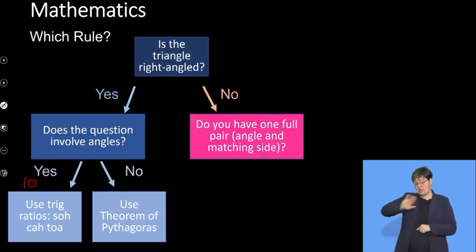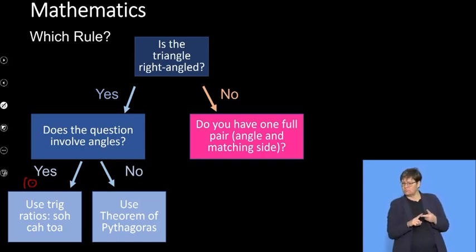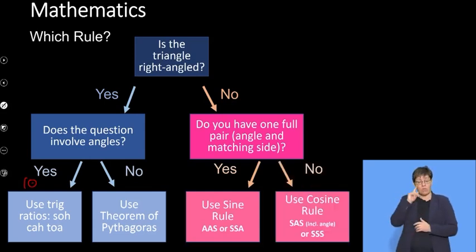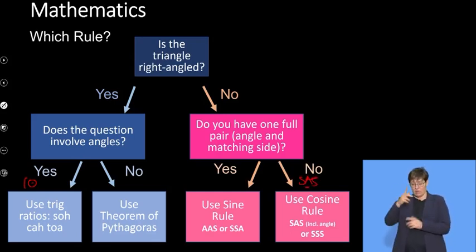Okay, and the grade 11 work involves non-right angle triangles. So if the triangle is non-right angled, you need to check if you have one full pair of an angle and its matching side. If you have one full pair, then you can use the sine rule. If you don't have one full pair, then you've got to be using the cos rule. And remember, for the cos rule, you need either side angle side, and here it must be the included angle, or you must have side side side.